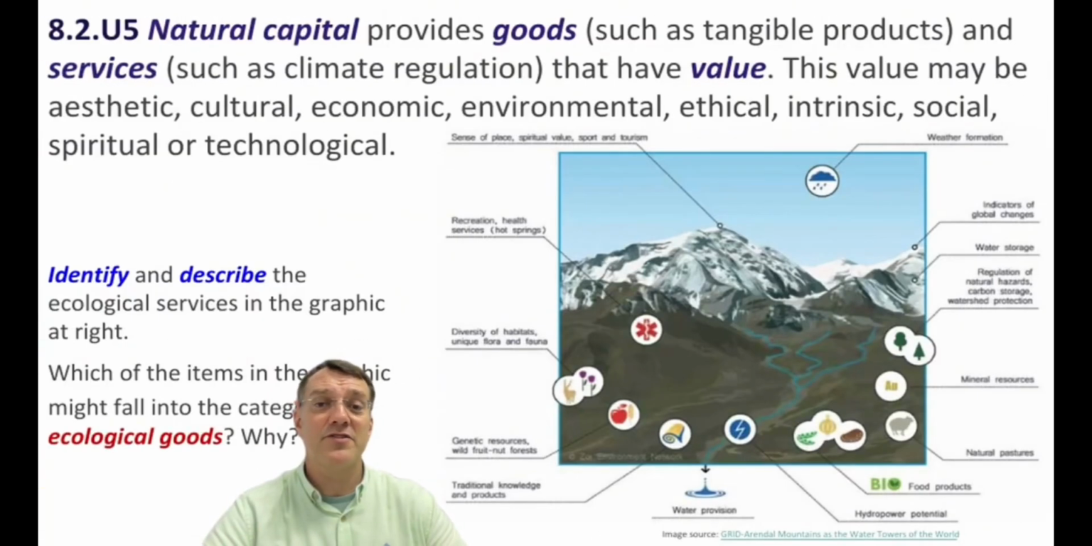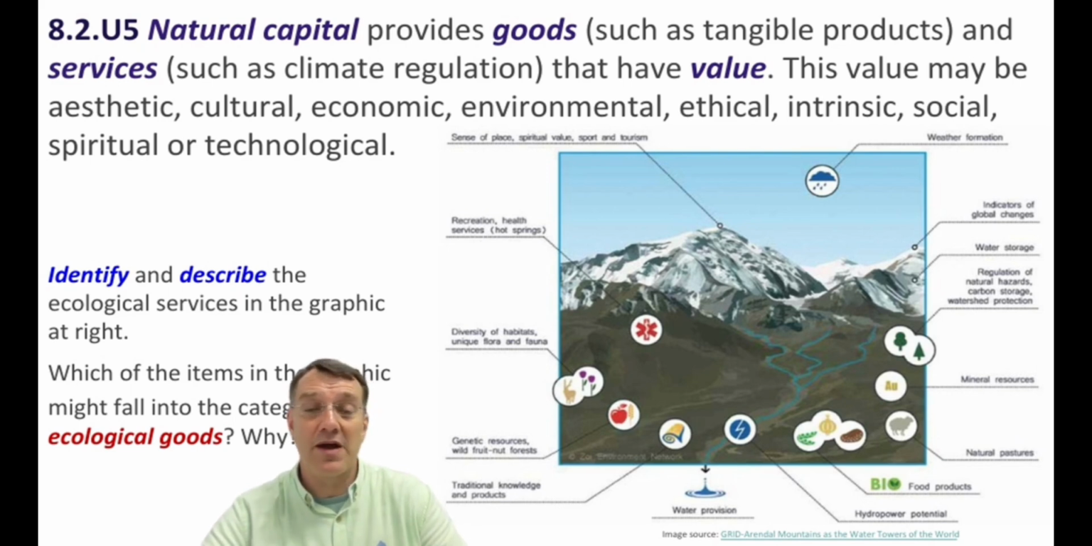Mountains provide a bunch of different ecological services. They store water as snow and ice, they regulate climate, they protect watersheds, they provide habitats for unique species, and they offer spiritual value to many cultures. Some goods from mountains include minerals, water for hydropower, medicinal plants, and agricultural products. Understanding these interconnected benefits is what helps us recognize the full value of ecosystems.